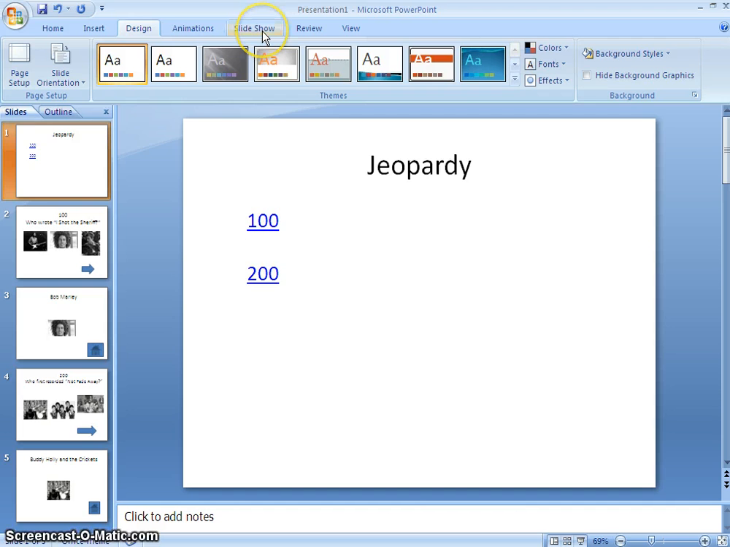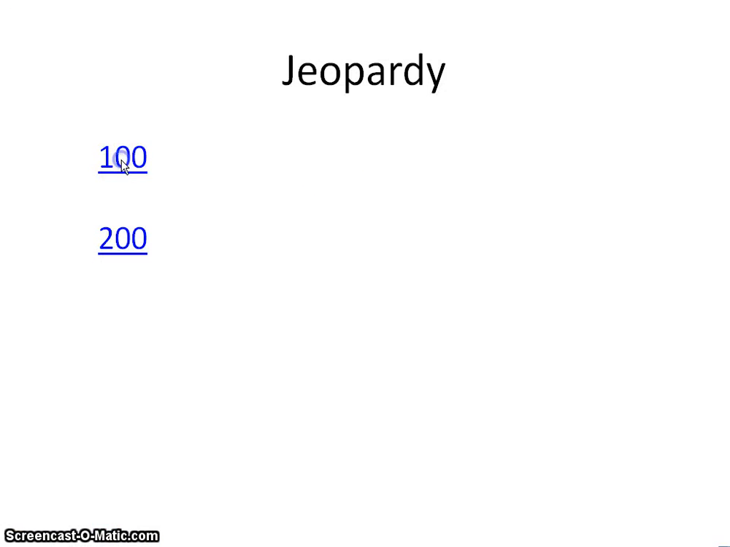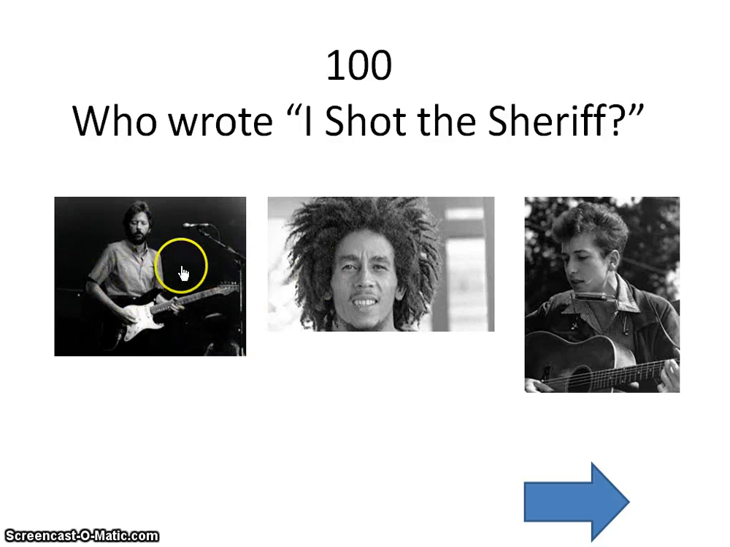So let's give this a try now. Go slideshow from the beginning. Jeopardy for 100. Who wrote I Shot the Sheriff? Kids say, it's Bob Marley. That's correct. Let's go back home. Ooh, 100. You can see it's still there because the pointer changes to the finger, but it's invisible. So it makes it look like that question has disappeared because it's been chosen.